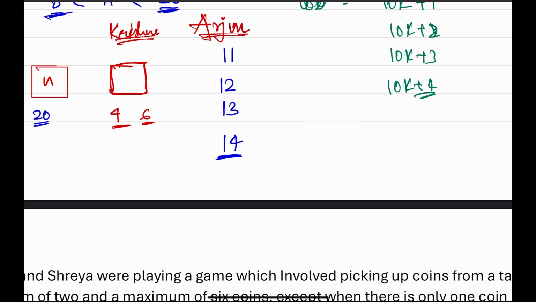To find the maximum value, what we have to do? We have to take the maximum of here and the maximum of here. So the maximum of here is 14. The maximum of here is 6. It will be 20. So the answer should be 20.